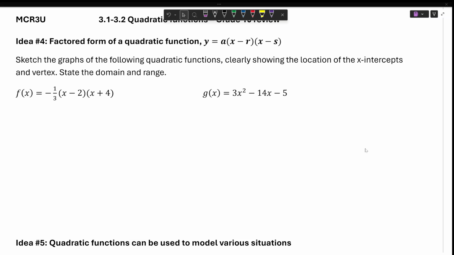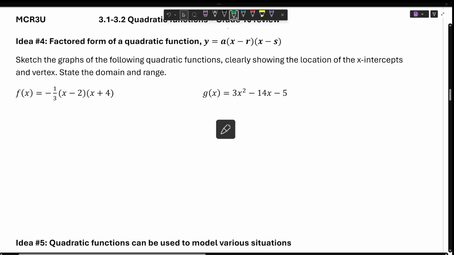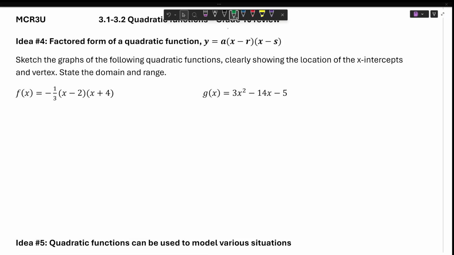In this video, we're going to review how to use the factored form of a quadratic function. So the first function we have here, f of x, is negative 1/3 times x minus 2 times x plus 4. You'll notice a is negative 1/3.